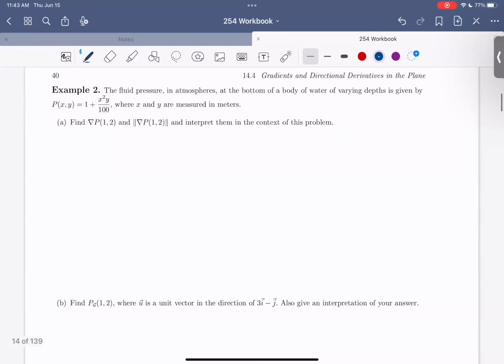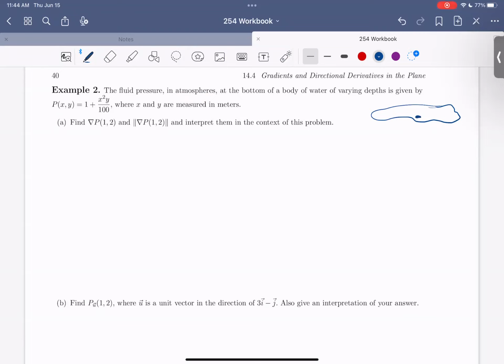All right, so in example 2, we are told that the fluid pressure in atmospheres at the bottom of a body of water of varying depths, so the water changes in depth, is given by this function p of x y equals 1 plus x squared y over 100, where x and y are measured in meters. So we should think of this as a big body of water, maybe Puget Sound or a big lake, and we have some position x y in meters. And we want to know how much pressure we have at that position.